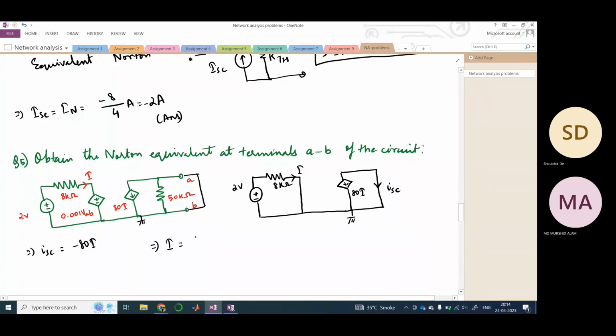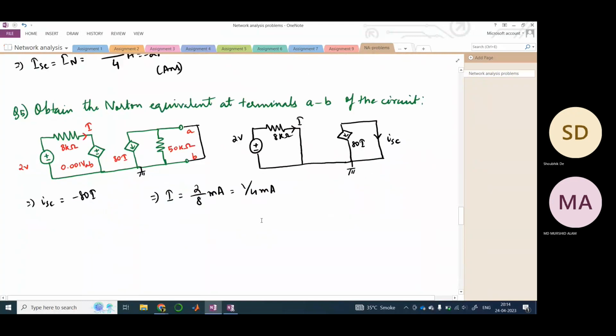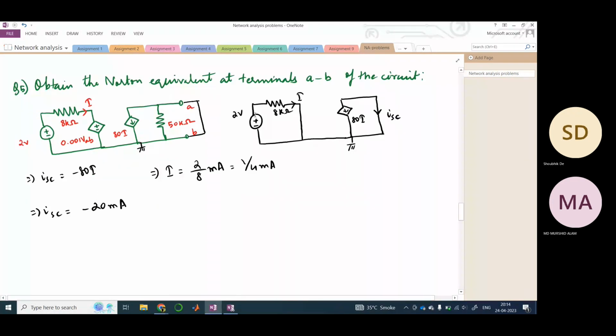So I would be 2 by 8 milliampere, therefore 1 by 4 milliampere. Therefore ISC would be minus 20 milliampere. I hope this is understood, right? Very simple. Quickly you are able to solve, right? Yes, sir. Understood.